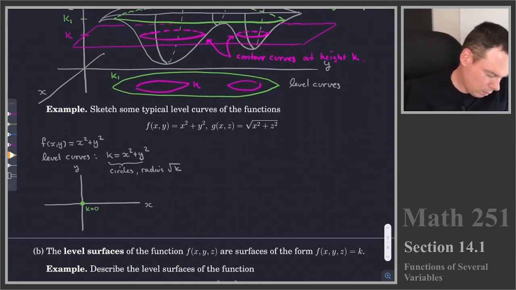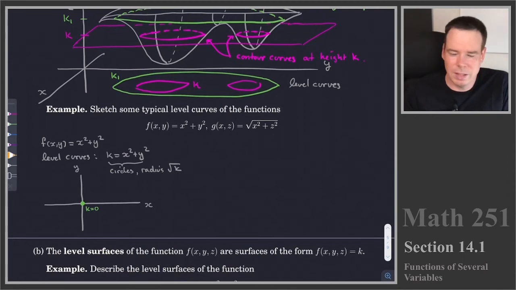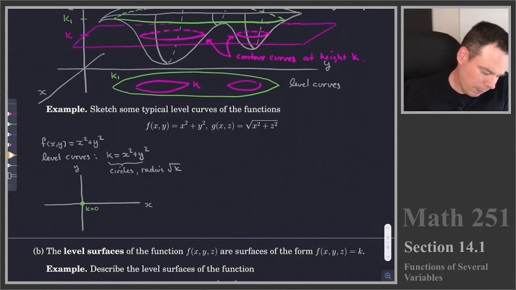And we can say, well, what's our level curve when k equals 1? So all the points on the surface at height 1, what do they look like? Well, that would be the circle of radius root 1, or a circle of radius 1. So it would look like this. So that's our circle of radius 1. Maybe I'll label it 1 there. And that's k is equal to 1.